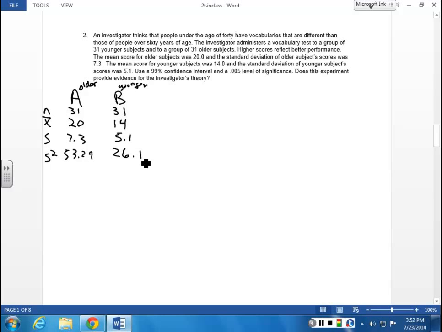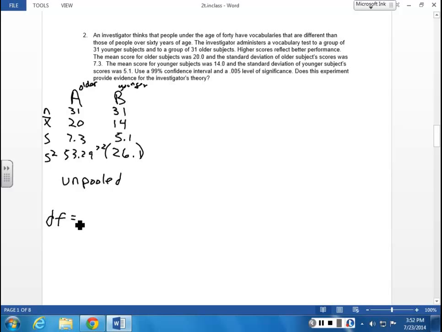53.29 is more than twice 26.1. So this is greater than twice what you have over there. Therefore, it's so far apart, they're not close enough for us to pool, so we will use the unpooled variance, and we'll also need degrees of freedom. The degrees of freedom for the unpooled test, there is a formula for it. It's called a Satterthwaite approximation, and you can look that up.